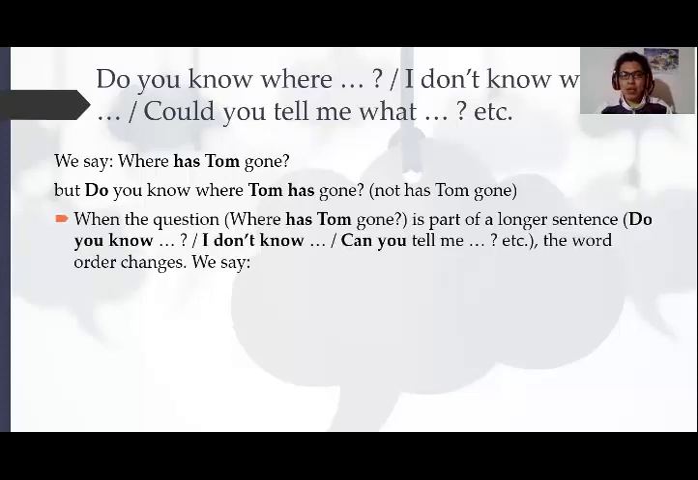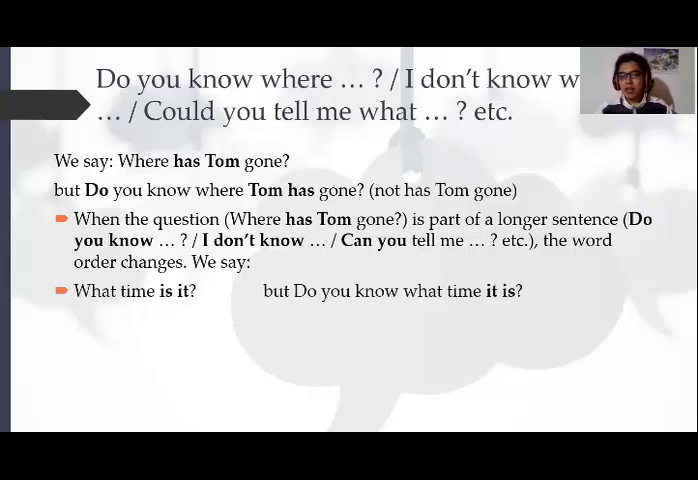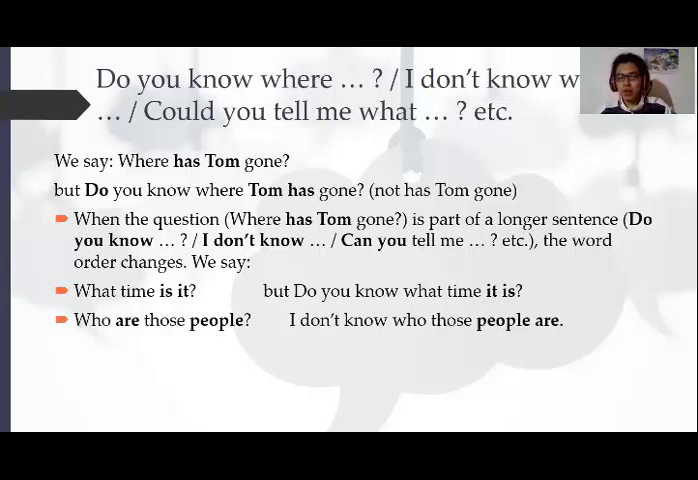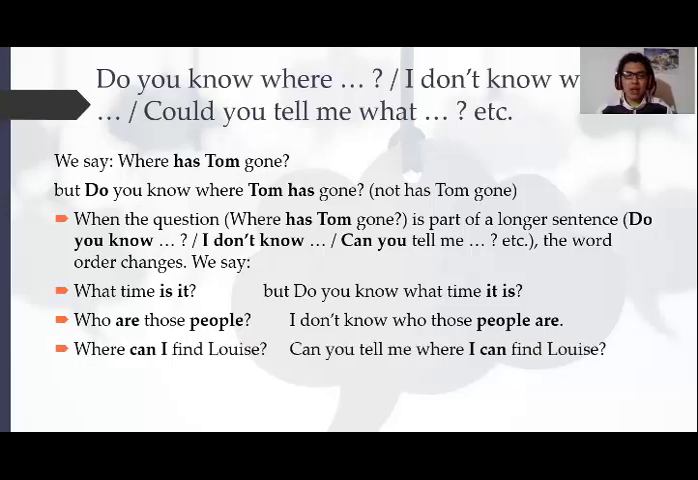For example, when the question is "where has Tom," we have another kind of question. Do you know? I don't know. Can you tell me? Etc. What time is it? But, do you know what time it is? Who are those people? I don't know who those people are. Where can I find Louis? Can you tell me where I can find Louis?